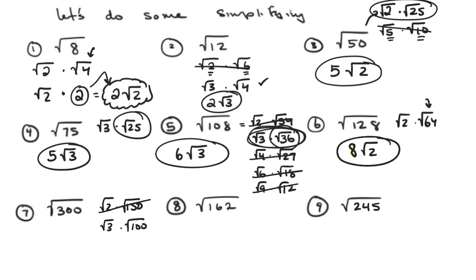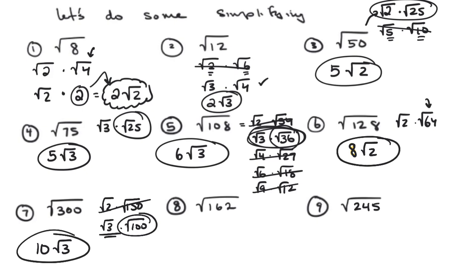So are either of these a perfect square? And what you have here is that 100 is a perfect square because it's 10 times 10. So the root of 100 is 10. So my final answer is 10 root 3, and then I'm done. Okay, on to the next one, number 8.